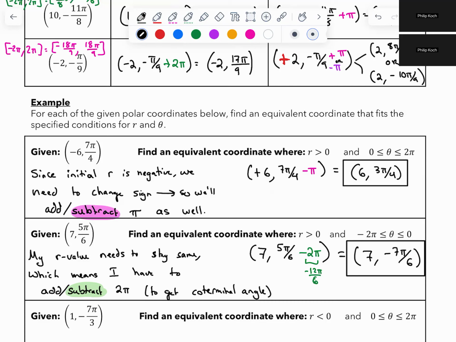The last one. Other way with the second part? For the one we just did? Can we do the negative r? Unfortunately, no, we cannot, because we're requiring that r needs to be positive. If we made r negative, it wouldn't be the format we wanted.